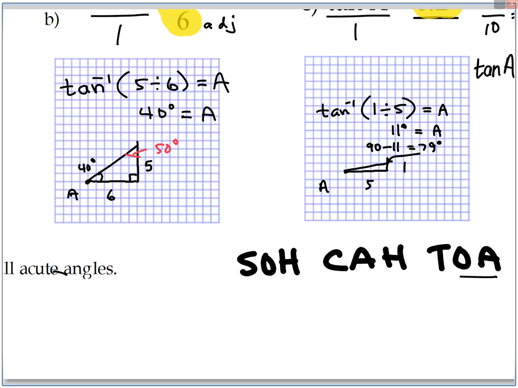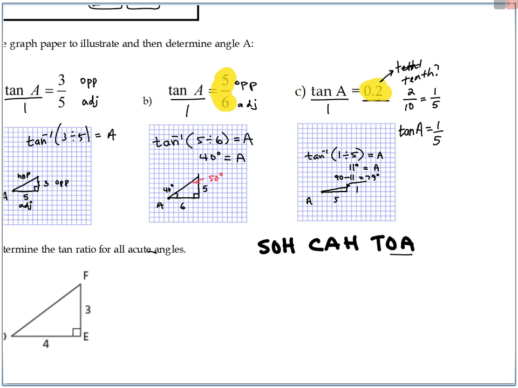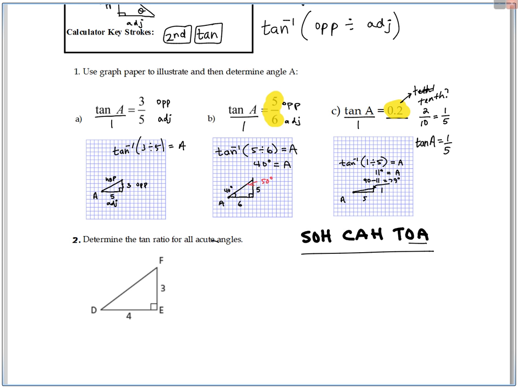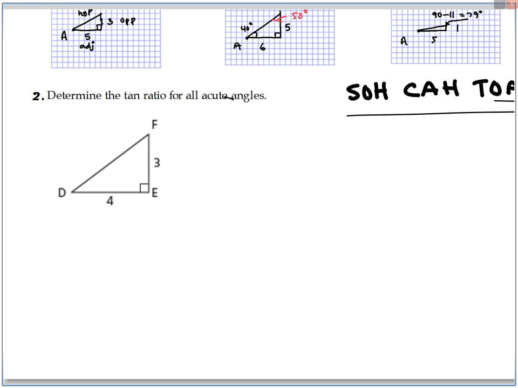All right, so there's a lot going on right now. There's SOH CAH TOA, there's labeling triangles, there's solving for angles, okay? So hopefully you don't feel too overwhelmed right now. The next one says determine the tan ratio. So all we need is a ratio, okay? We don't need an angle. They're not asking you for the angle. So you don't have to do second function tan here. You just need to find the ratio, okay, for the acute angles.